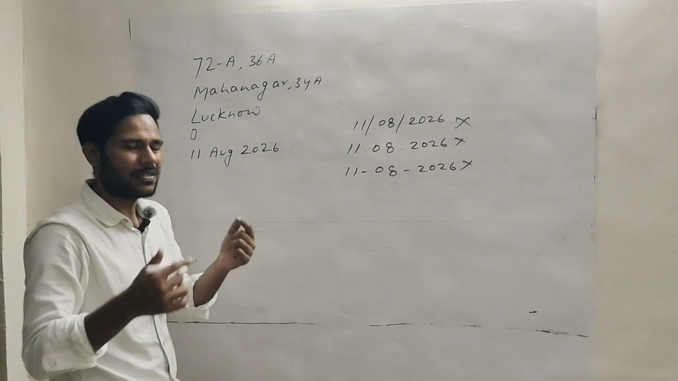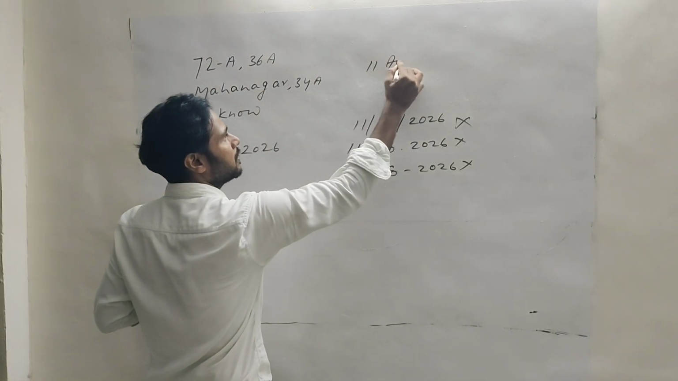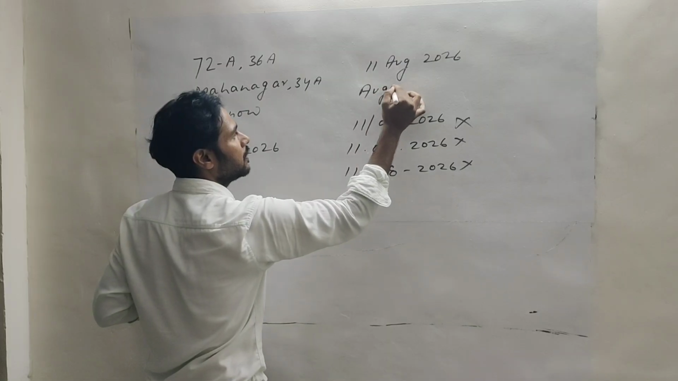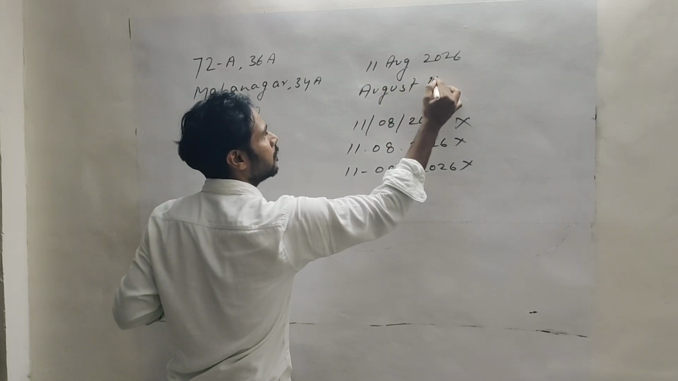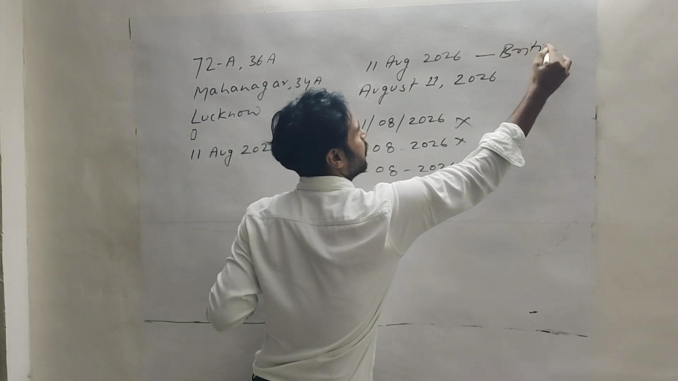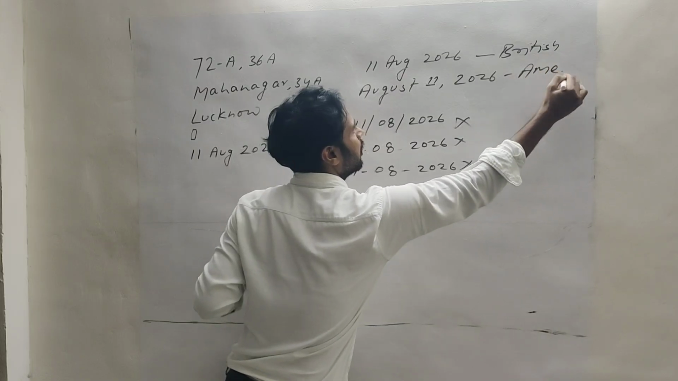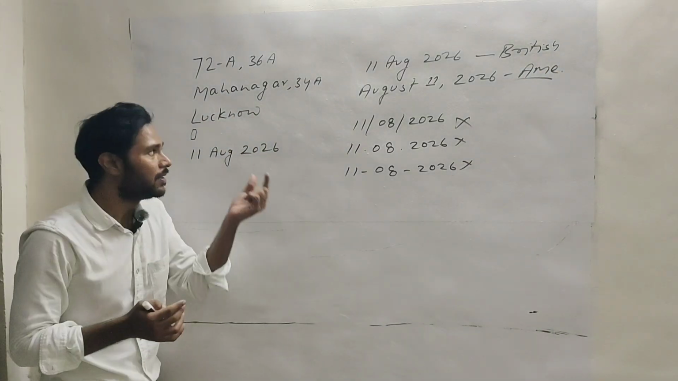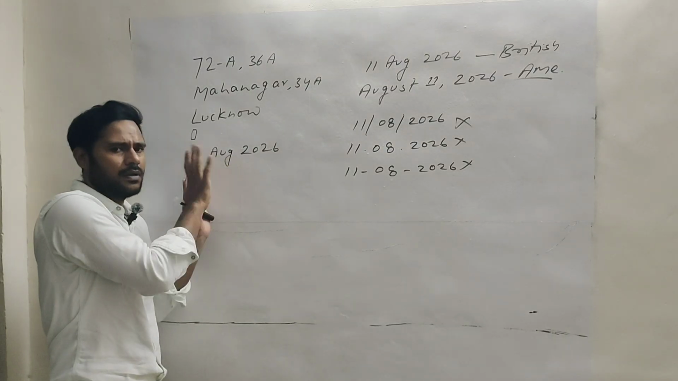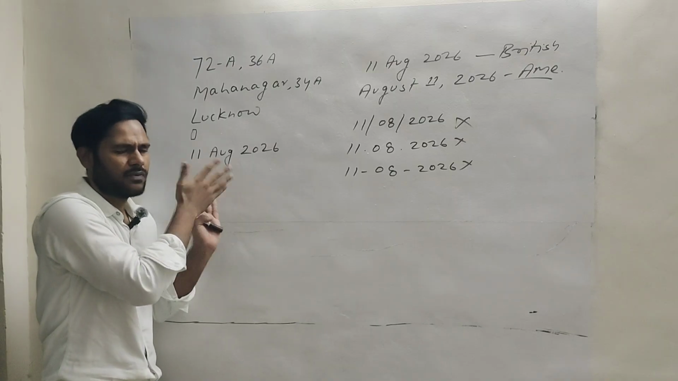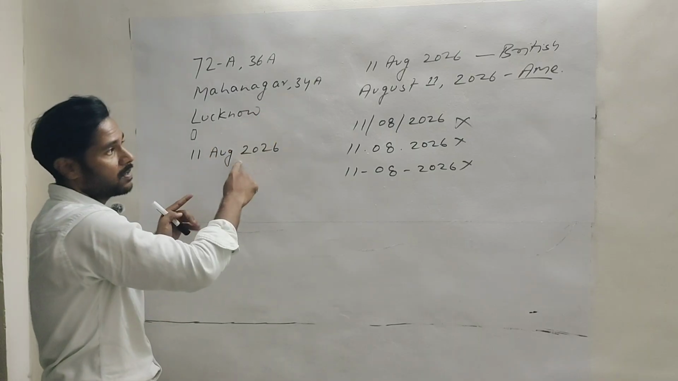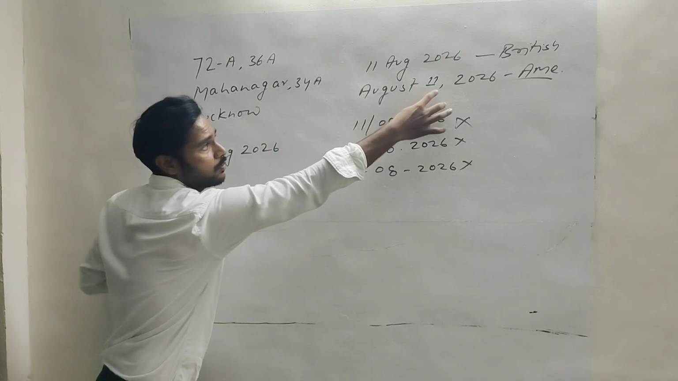There are also some confusions like 11 August 2026 or August 11, 2026. Just see, this is British style, and this one is American. So we follow British style. That is why I have used it. In British style, there must not be any comma. If you want to write it in full, then okay. If a short contraction form, that too is okay. But remember, don't put any comma after August, meaning after the month. But in American style, you have to put a comma.